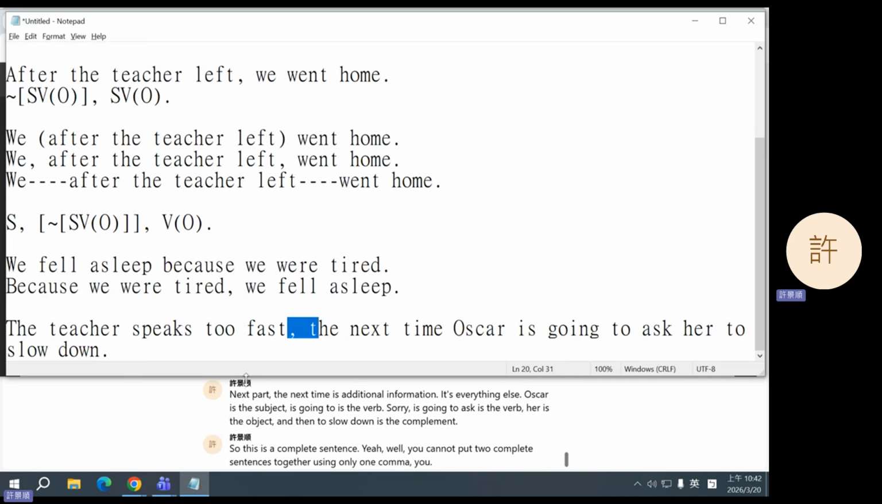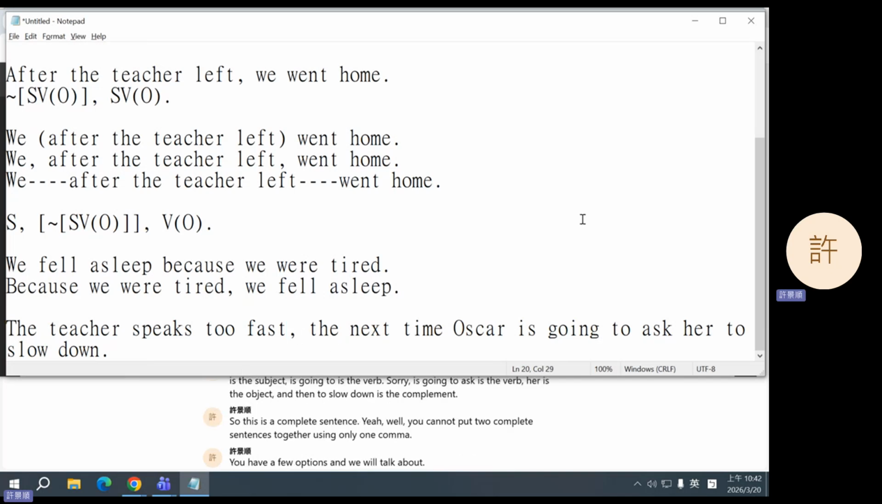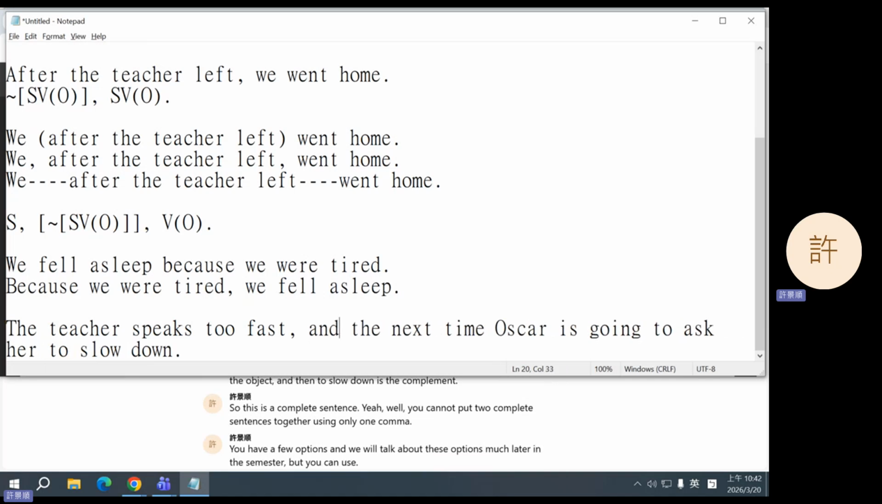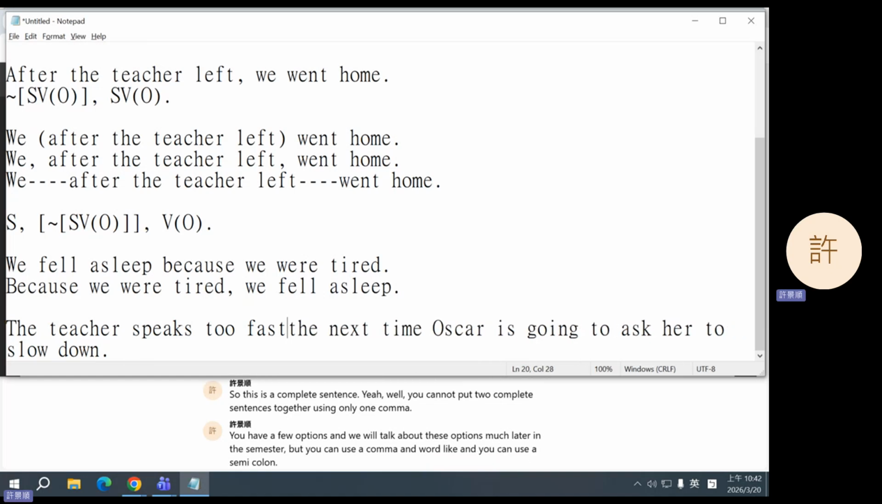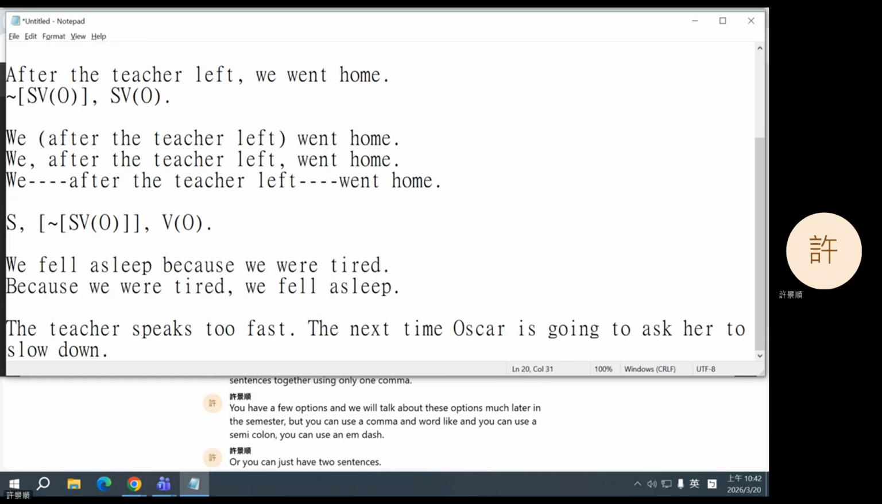You have a few options, and we will talk about these options much later in the semester, but you can use a comma and a word like and. You can use a semicolon. You can use an em dash, or you can just have two sentences. But you cannot just have one comma.